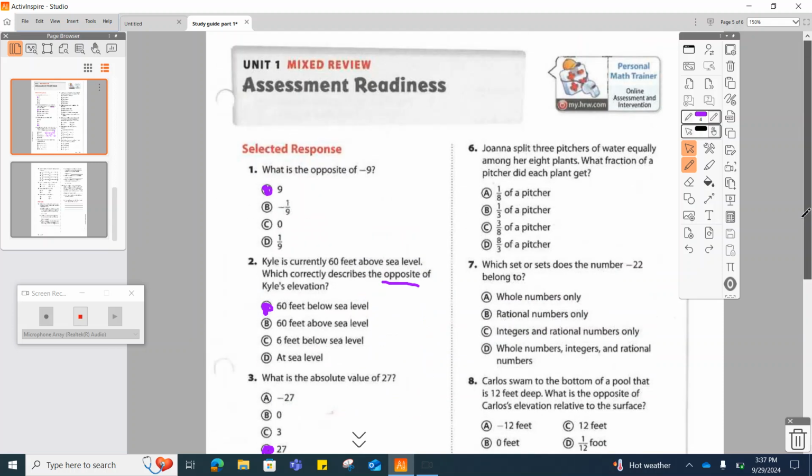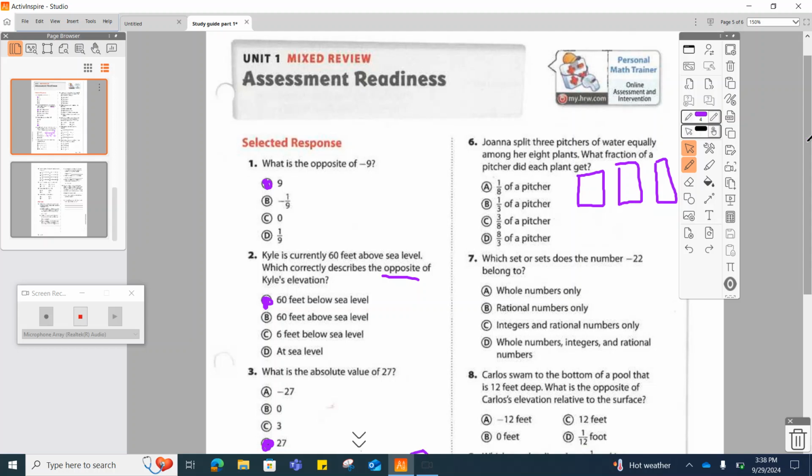Number 6, Joanna split 3 pitchers of water equally among her 8 plants. What fraction of a pitcher did each plant get? So she had 3 pitchers. I'm going to make a picture here to help you make sense. Here's my 3 pitchers of water. And I can see that the choices are something over 8 or something over 3.